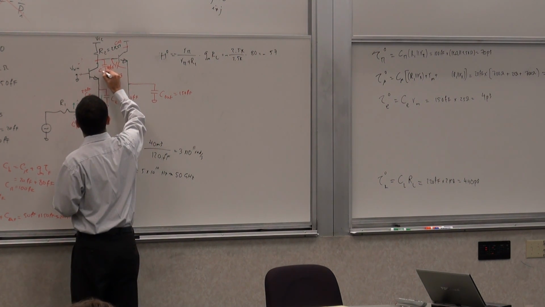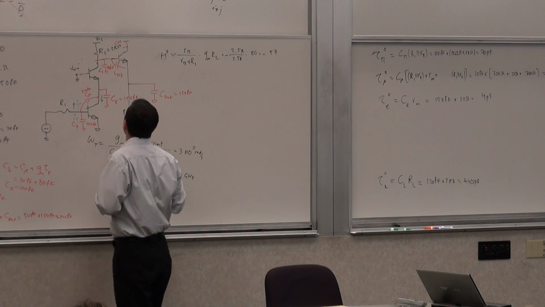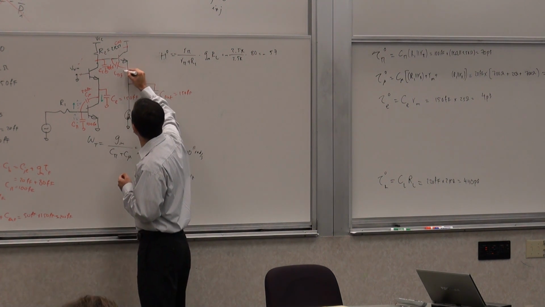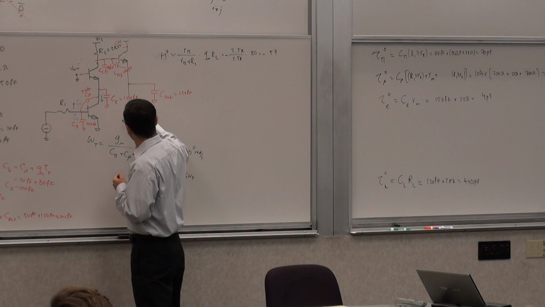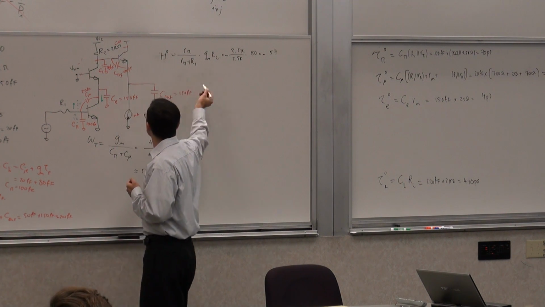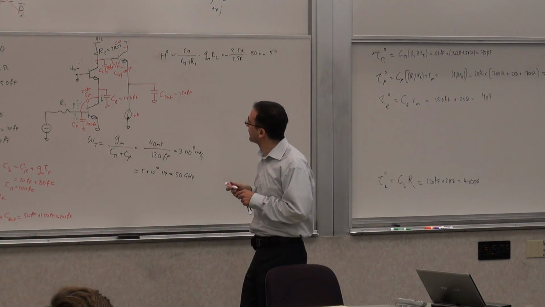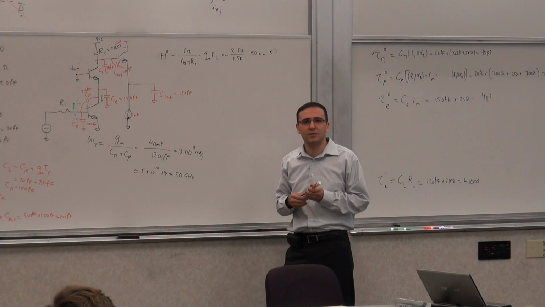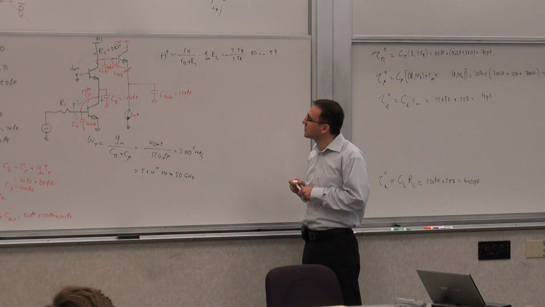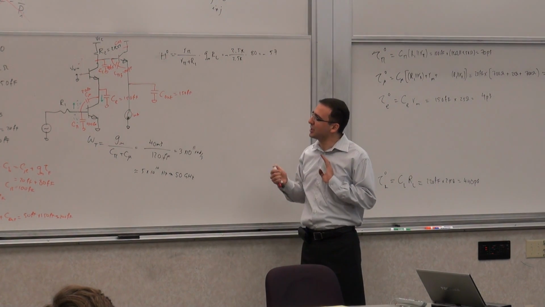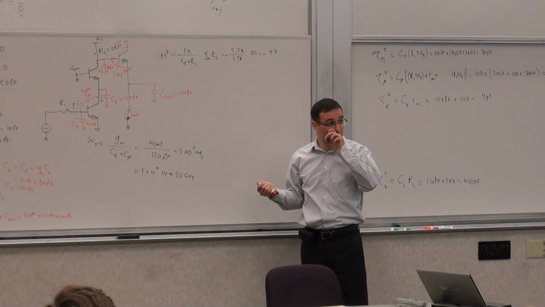Let's call this CC, collector. And then I have C pi 3, which is 100 femtofarads. Let's assume I'm operating at 1 milliamp again. And this one is 150 femtofarads. So let's see if this has helped. Now by doing this, I've changed some of my time constants and introduced some new ones.